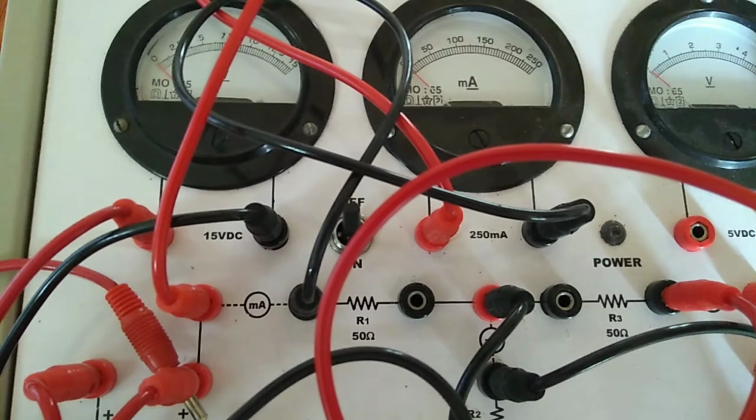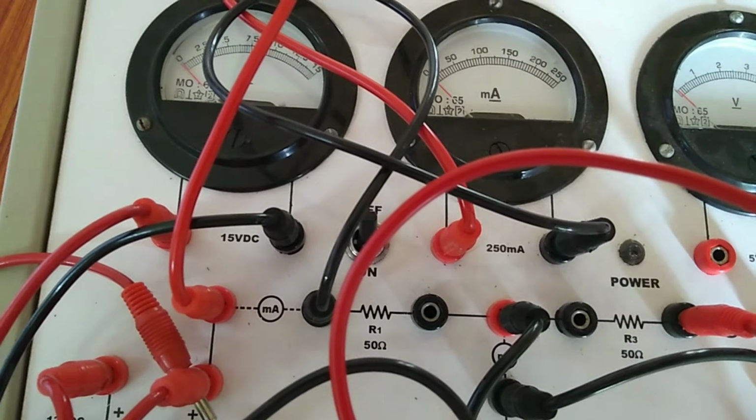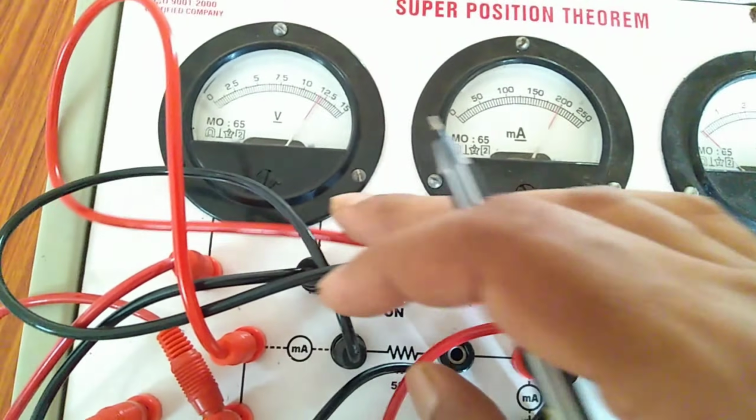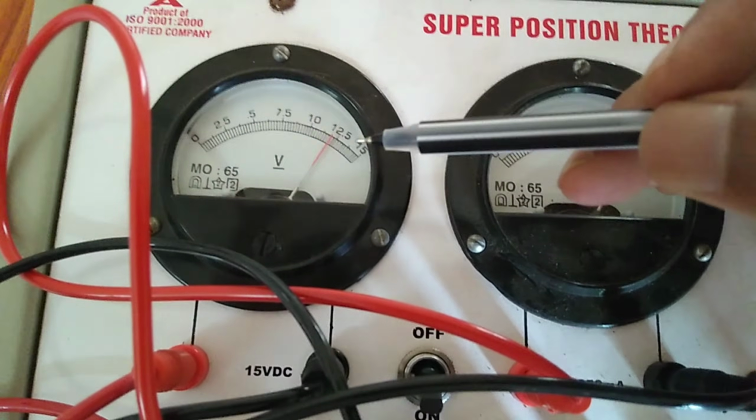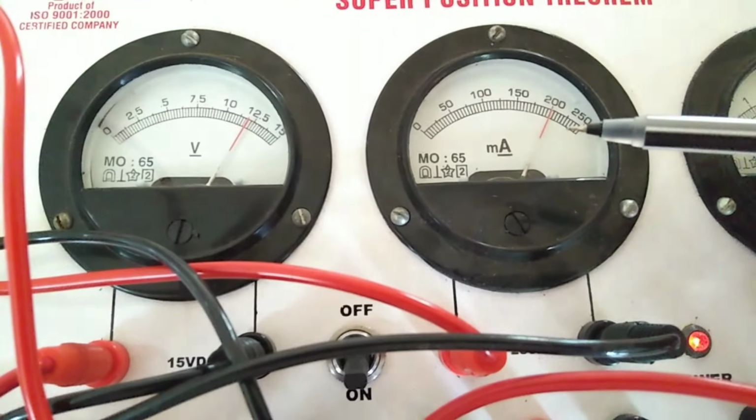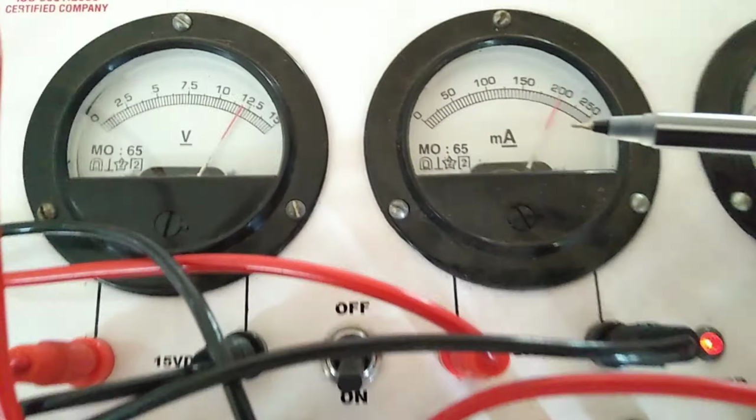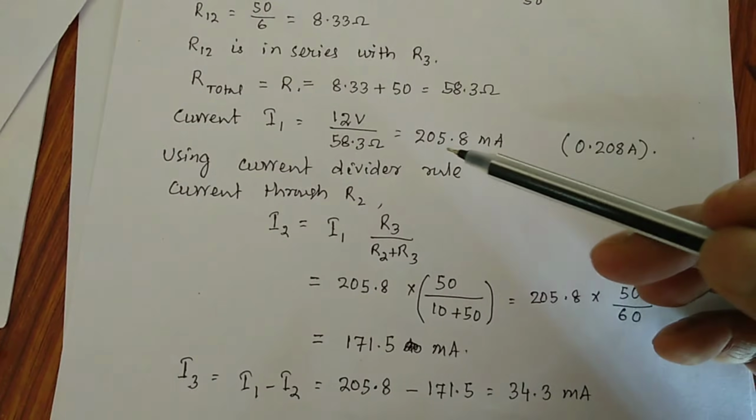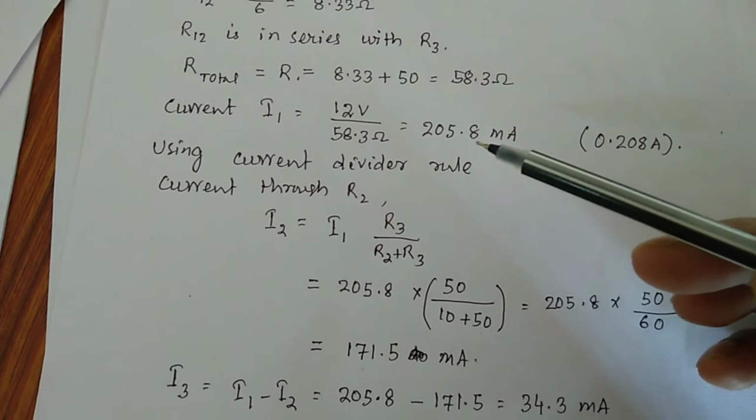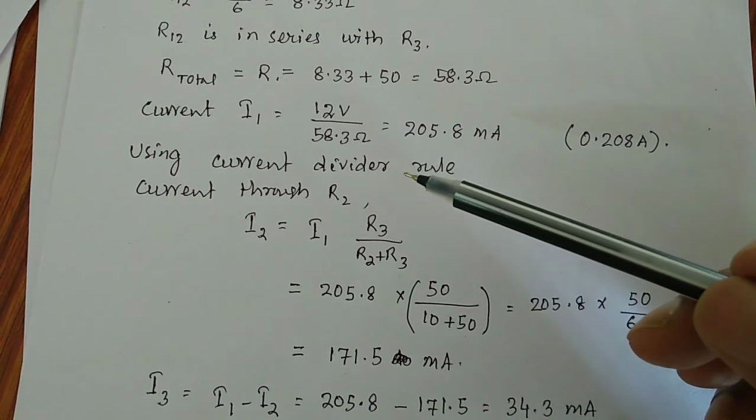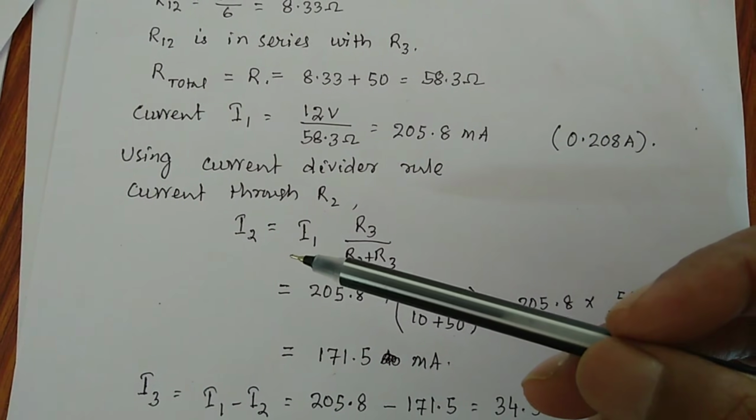I have connected the other port to measure the current. Now you see what is the current in the milliammeter and what is the input voltage. The input voltage, you see, is 12 volt and the current is nearly 205 to 206 milliampere. So this is the same as the calculated value, 205.8 milliampere.